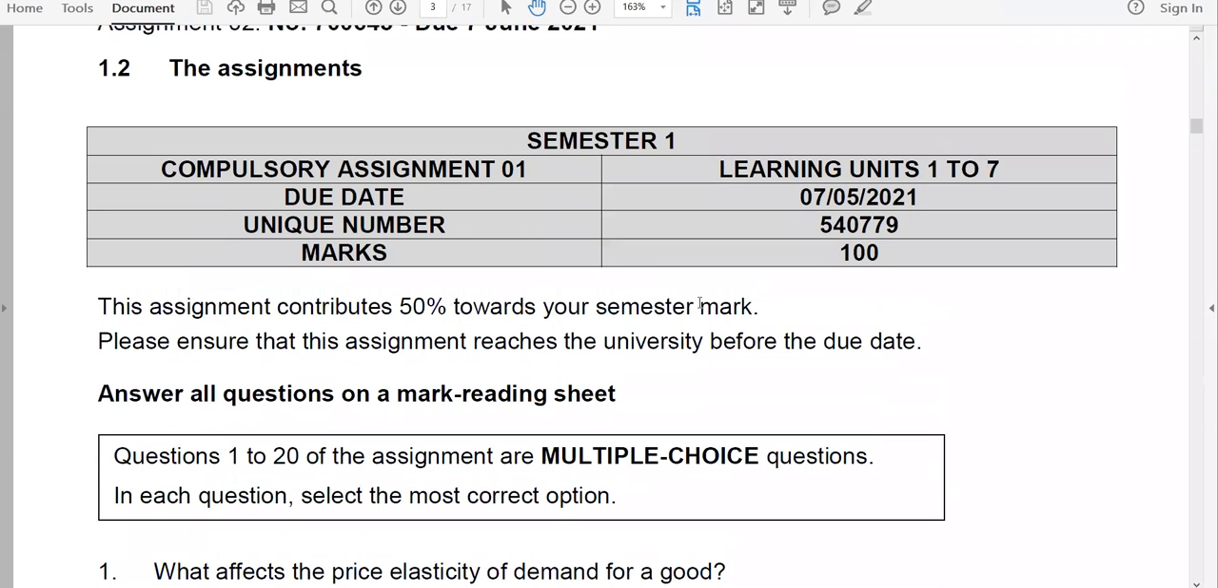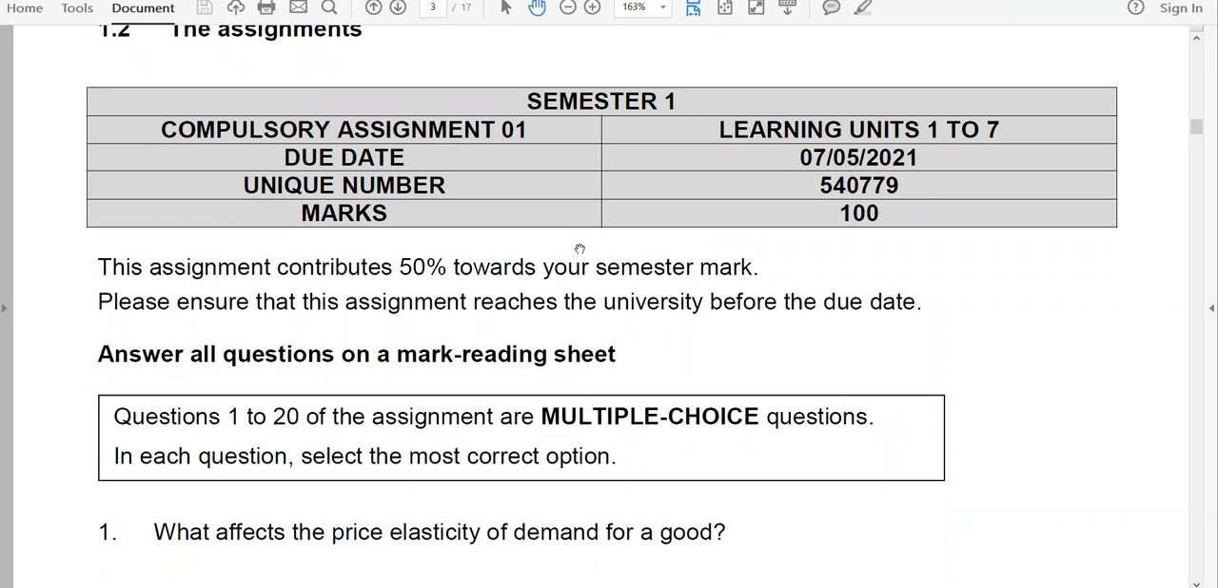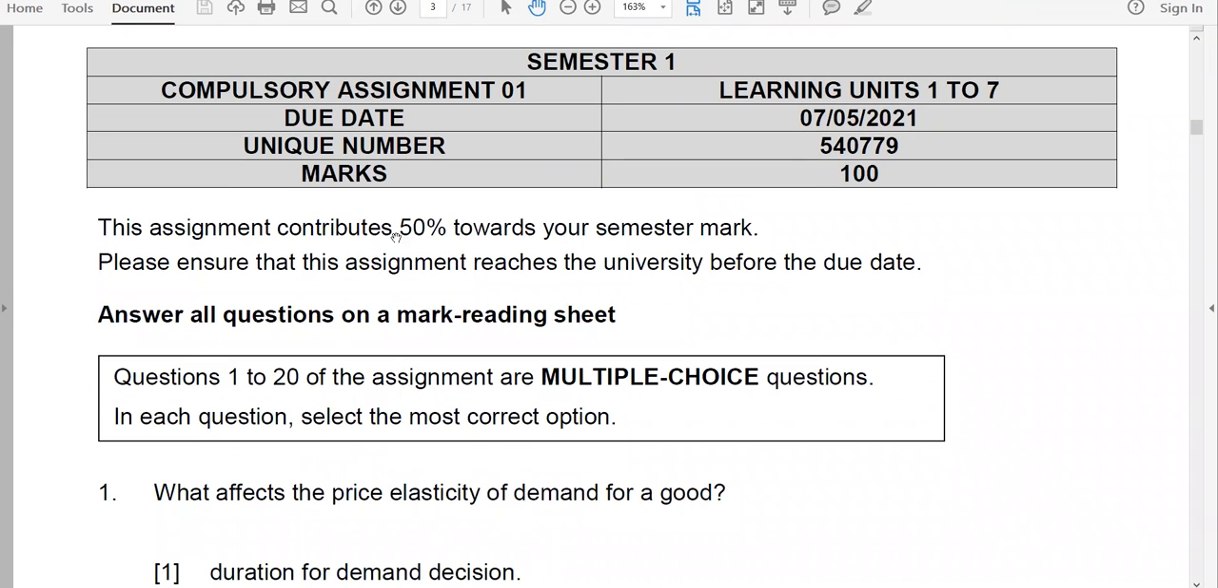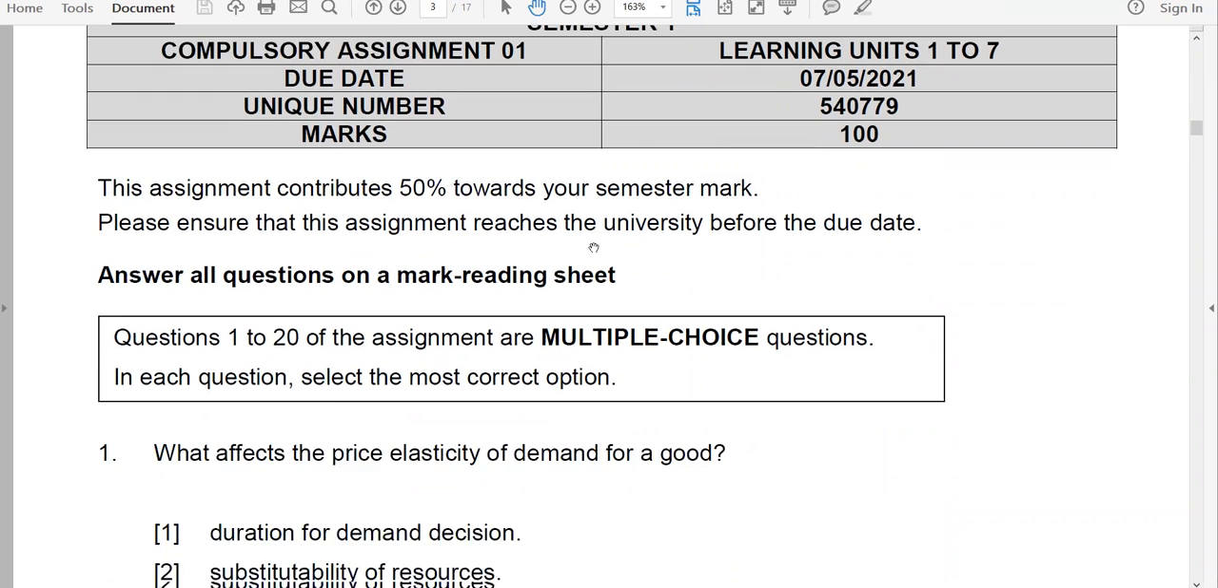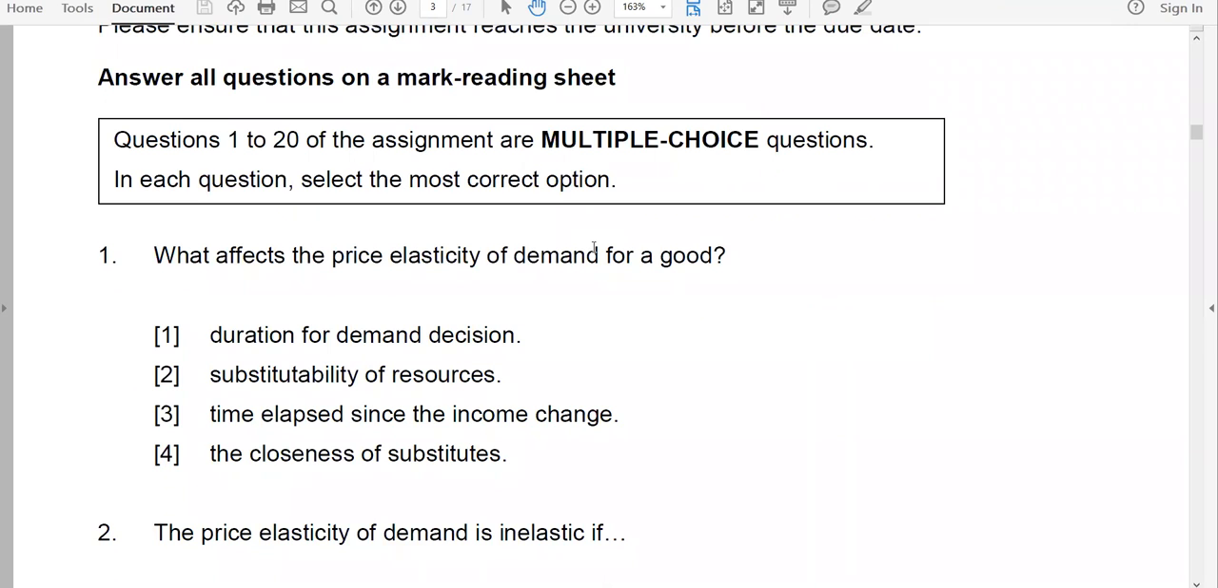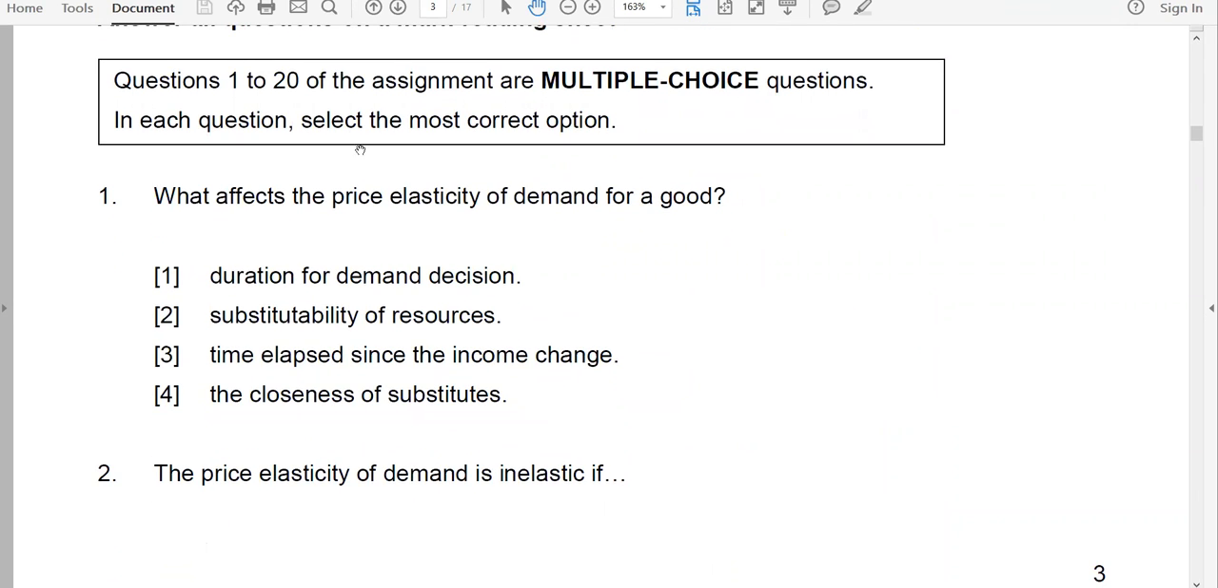Okay, so we are going to look at the first assignment. You're told that it contributes 50% towards your semester mark, so you just need to get good marks from your assignments. Questions 1 to 20 of the assignment are multiple choice questions. In each question, select the most correct option.